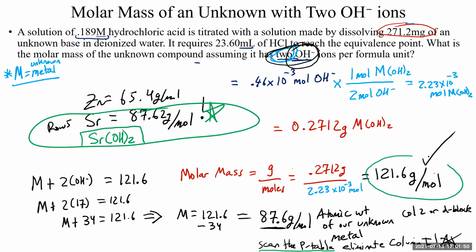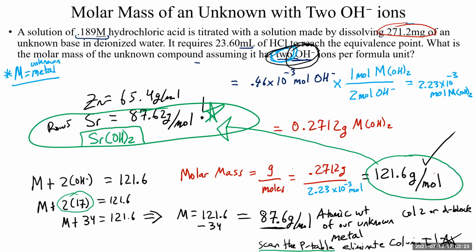We figured out the molar mass, but we took it one step further and we were actually able to deduce the identity from the molar mass by doing a little bit of subtracting, because we knew that the formula contained 2 hydroxides, each of which weighs 17 grams per mole. So we take away 2 sets of 17, that's 34. 121 minus 34 gave us 87. What metal that would be linked to 2 hydroxides weighed 87?